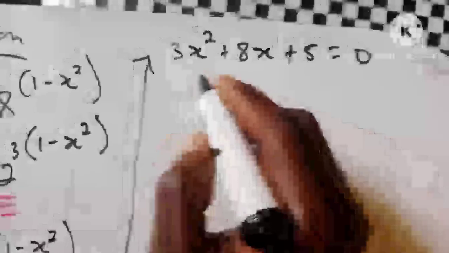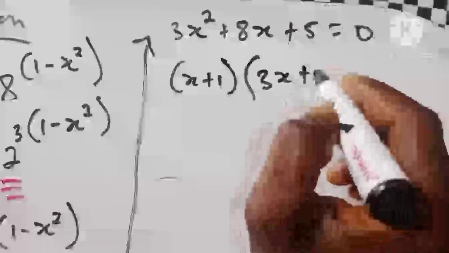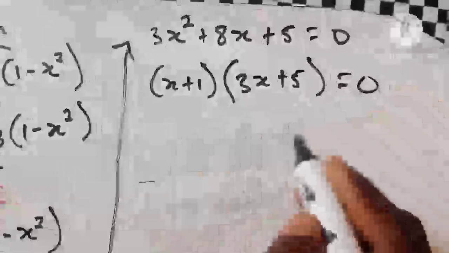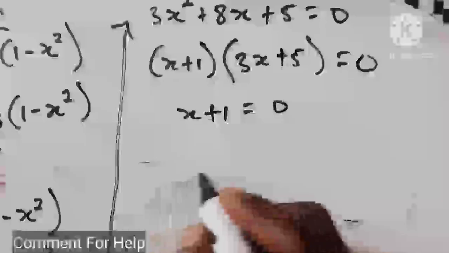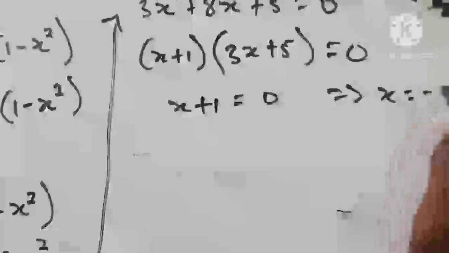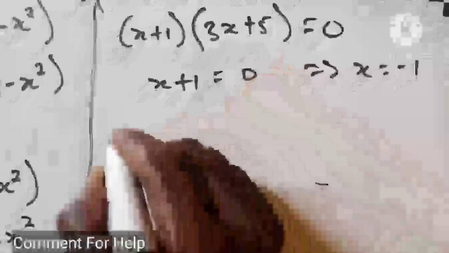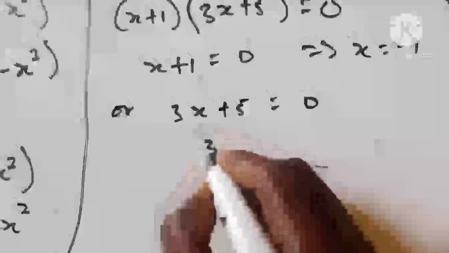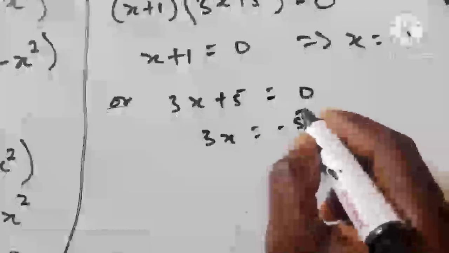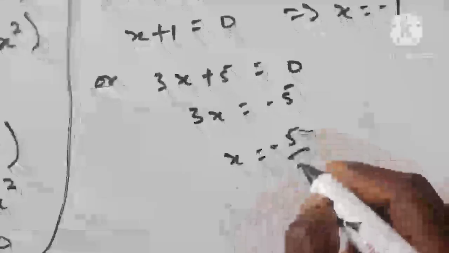Okay, now let's proceed. So by factorization, we should have x plus 1, and then here that should be 3x plus 5, right? So solving this one by one, we have x plus 1 equal to 0. This means that our x is equal to negative 1, right? So picking the second one, or we have 3x plus 5 equal to 0. We have 3x equal to negative 5, right? So dividing both sides by 3, we have our x equal to negative 5 on 3.